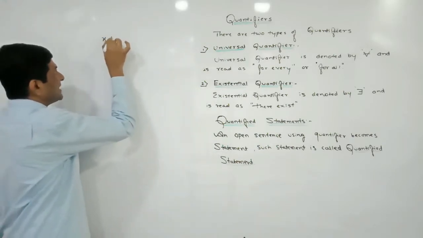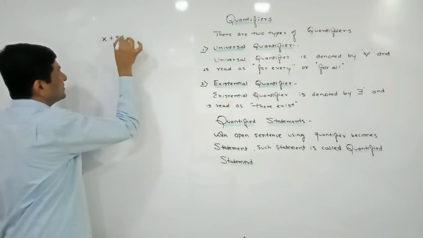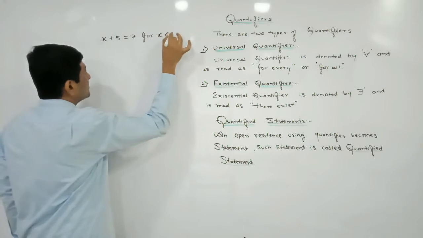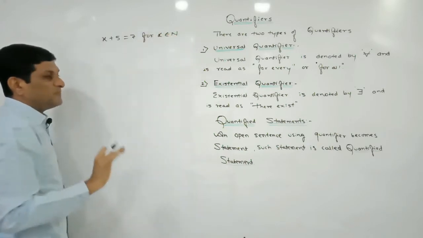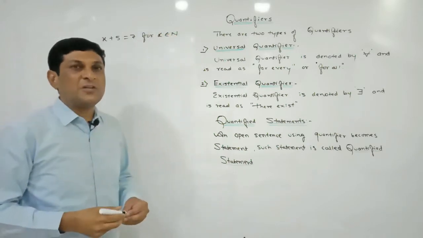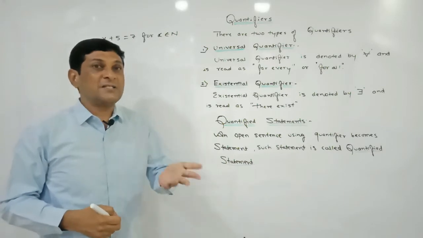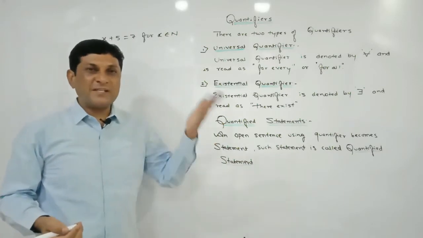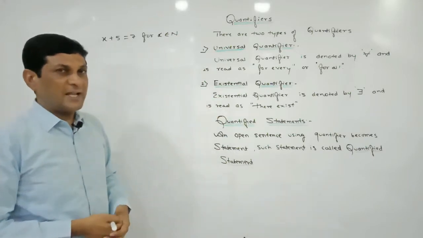Just try to understand an example of a quantified statement. Suppose I say x plus 5 is equal to 7, for x belongs to natural numbers. Now the exact value of x is not given to us. It is given only that x is a natural number. Which are the natural numbers? 1, 2, 3, 4, 5, 6, continuing this way.